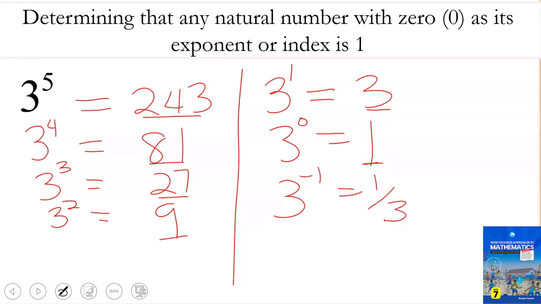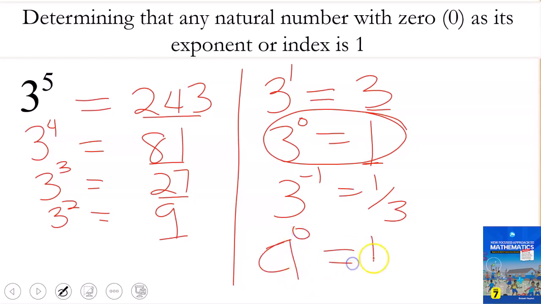So you see what is happening. If you continue this with any number and you reach a stage of this sort, you always get 1. So if you use 5, 6, 7, 8, and you come down step by step, you always land on 1, which means any non-zero number raised to the power 0 will always give us 1. And that is the proof.